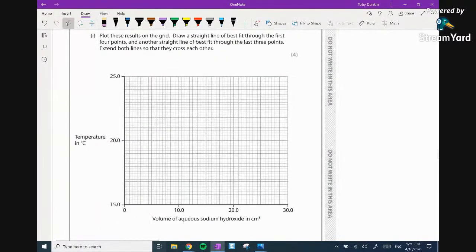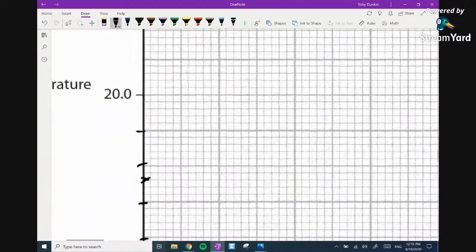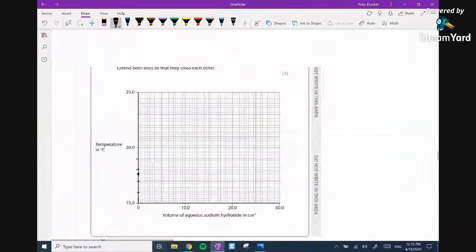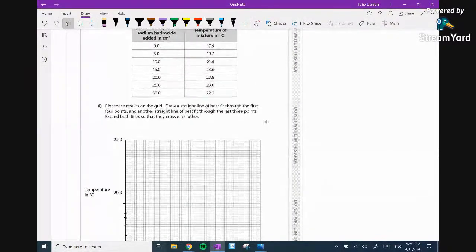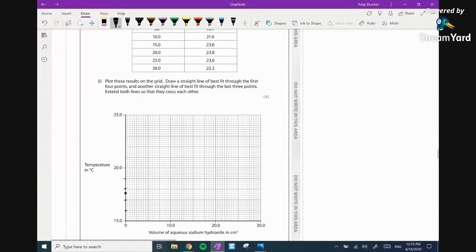Okay, so next, plot the graph. We know these are coming. We've got sodium hydroxide volumes. 17.6 is going to be here. I'm going to zoom in on that. 17.6, there we go. And then we've got 19.7 for 5. So 5 is 19.7, 19 is there, 0.6, 0.7, there we go.